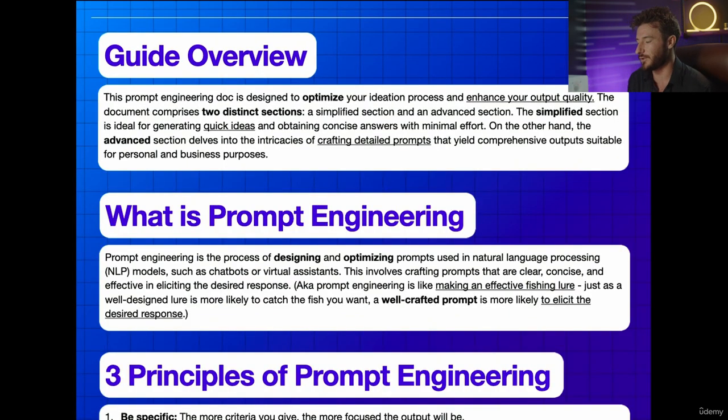So first, the overview. Like I mentioned, this prompt engineering doc is designed to optimize your ideation process and enhance the quality of your output. So this document is comprised of two main sections. There's a simplified section, and then there's an advanced prompting section. The simple section is ideal for creating quick ideas, and these will probably be most of your prompts. Generally, when using ChatGPT, you just have a quick question, and you don't really need to go into detail with crafting an entire prompt. But on the other hand, when you do need to do that, the advanced section is going to go into the intricacies of creating detailed outputs that you can use for personal and professional purposes.